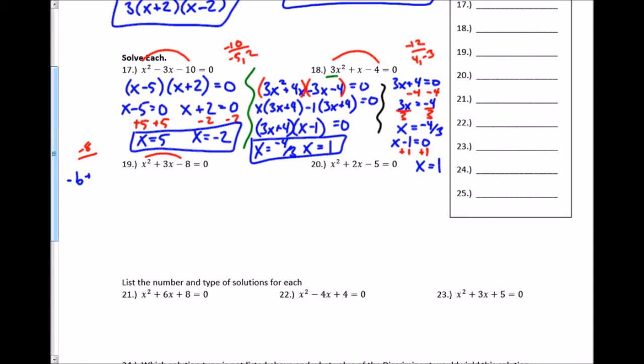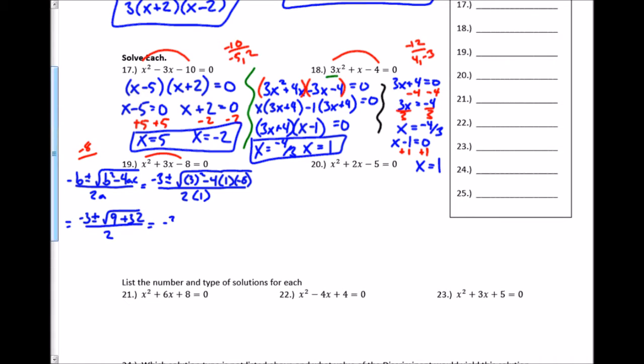Opposite of b plus or minus the square root of b squared minus 4ac, all over 2a. And I just start plugging in what I know. I know the opposite of b, that's a negative 3, plus or minus the square root of 3 squared minus 4 times a, which is 1, times c, which is a negative 8, all over 2 times 1. That's a negative 3 plus or minus the square root of 9 plus 32, over 2, which is a negative 3 plus or minus the square root of 41, over 2.